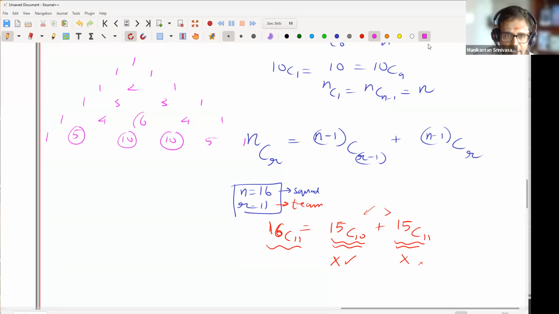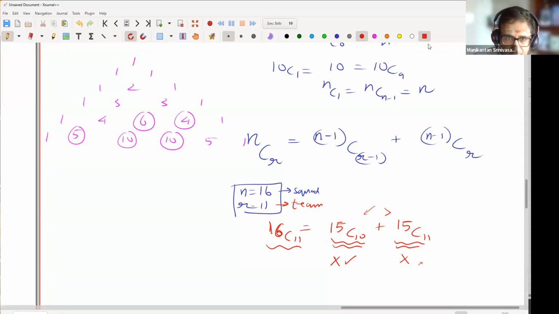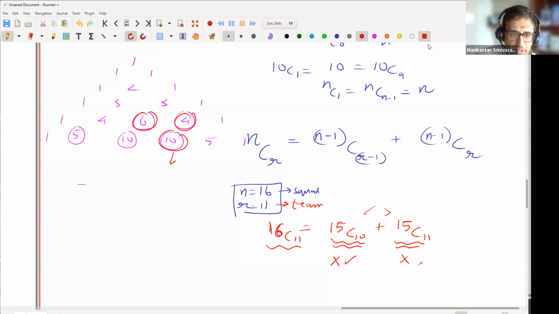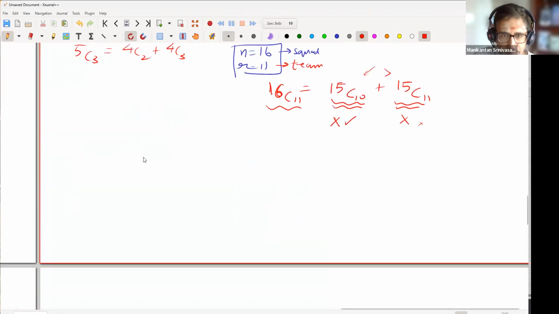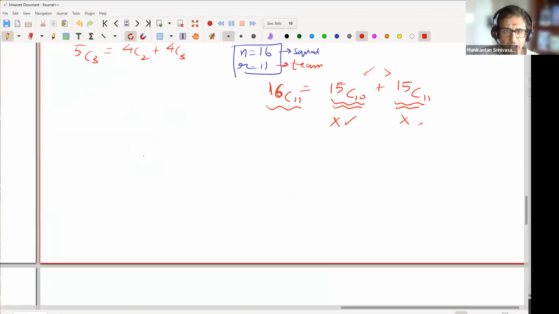In this example, let me take these three and illustrate. Here this object is 5 choose 3. So 5 choose 3 is nothing but 4 choose 2 plus 4 choose 3. This is 4 choose 2, this is 4 choose 3, and this is 5 choose 3. So you can see that happen, which is why you keep adding up and putting the sum in the middle. Okay, all right.